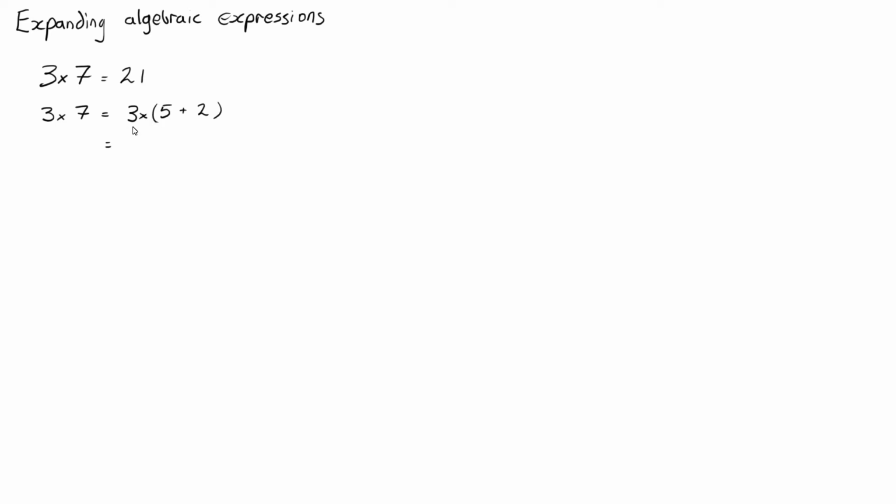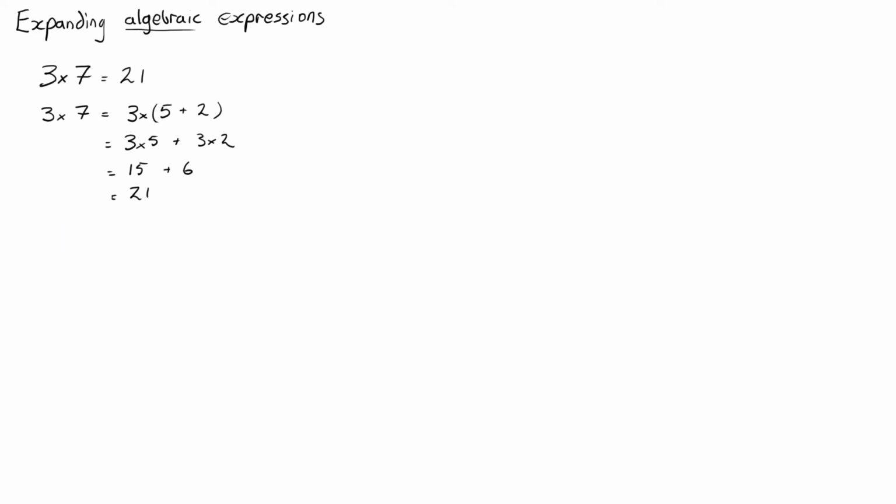And from here I can say this answer could be worked out by saying 3 times 5 plus 3 times 2. Now I know 3 times 5 is 15, and 3 times 2 is 6. And then 15 plus 6 gives me the answer of 21. Now I know there's 4 steps involved rather than just knowing 3 times 7 is 21. But there is a method we can use and apply to algebraic expressions when we don't know what the answer is just by inspection.